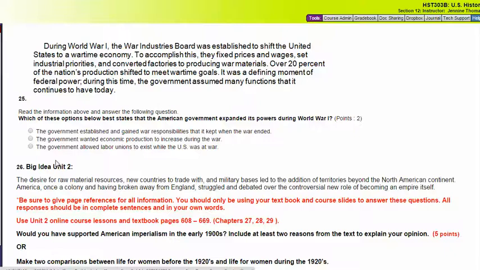Read the information above and answer the following question. Which of these options below best states that the American government expanded its powers during World War I? The government established and gained war responsibilities that it kept when the war ended. The government wanted economic production to increase during the war. The government allowed labor unions to exist while the U.S. was at war.